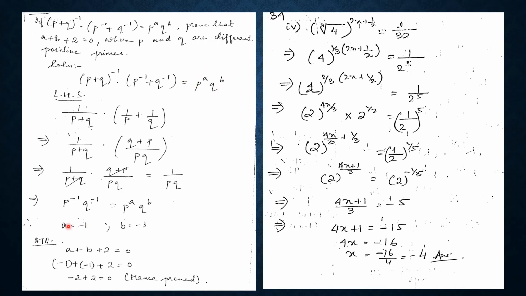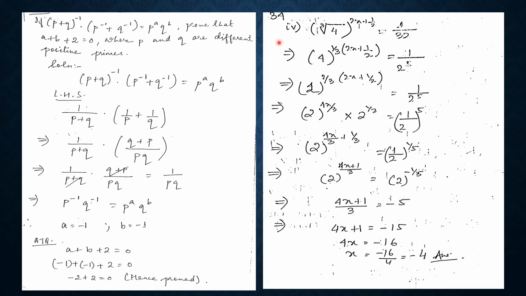Now since bases are same, so powers are also same, so we can write down p to the power a is equal to minus 1 and q to the power b is equal to minus 1. So if I add up the powers, a plus b plus 2 is equal to 0. So on solving this, we get that left hand side is equal to right hand side, hence proved.